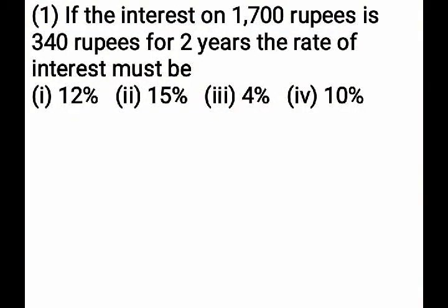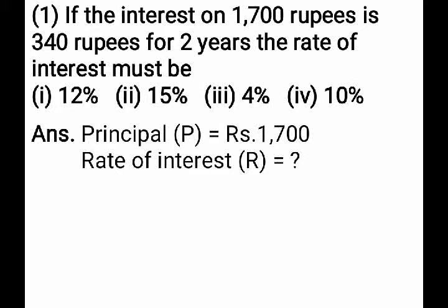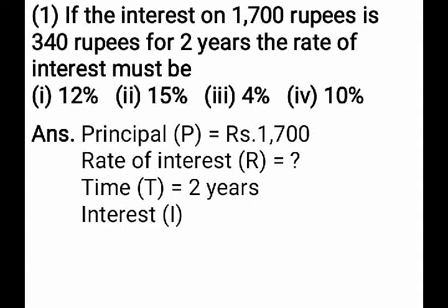If the interest on 1700 rupees means principal is 1700 rupees, interest is given 340 rupees, time is given 2 years, we will find the rate of interest now. So what is given, you have to write. Principal P is equal to rupees 1700. Rate of interest R is equal to question mark. Time T is equal to 2 years. Interest I is equal to rupees 340.